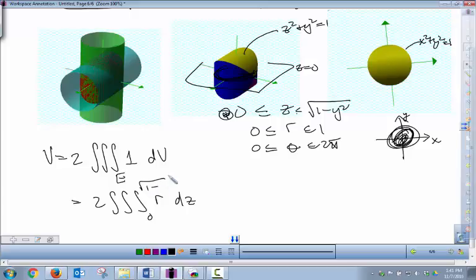Oh, we don't have any y's in cylindrical coordinates. What do we do? So y is equal to r sine theta, so I'll just replace y with that. Forgot to do that, sorry. And then our dr is going to go from 0 to 1, and our d theta is going to go from 0 to 2 pi.